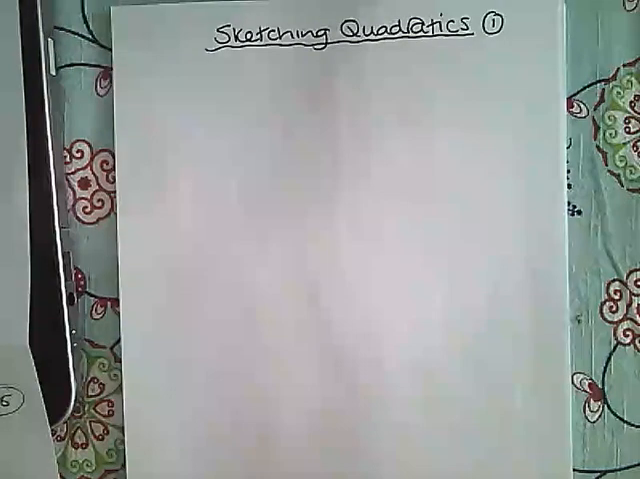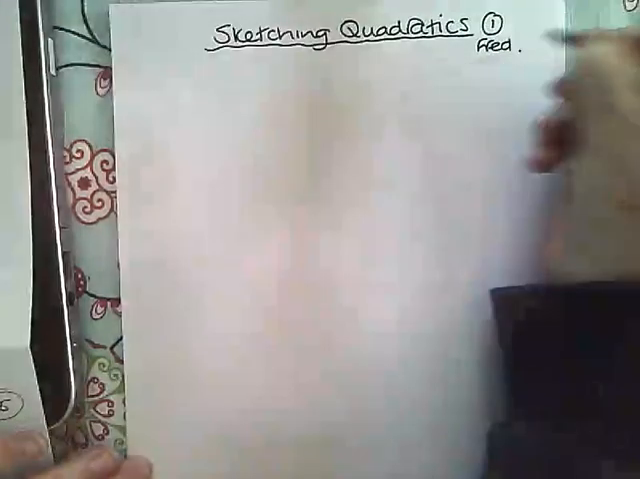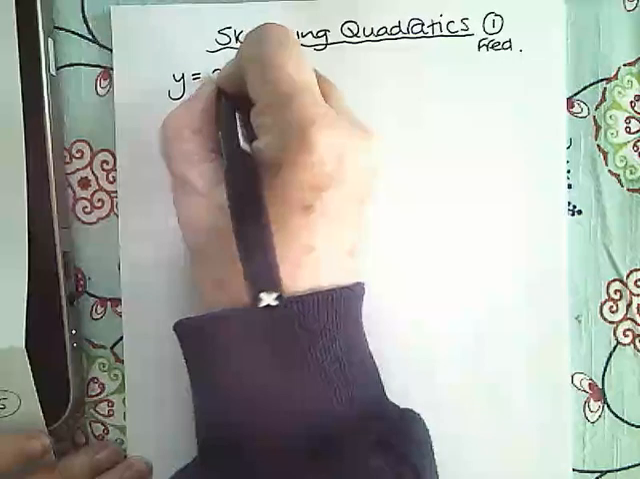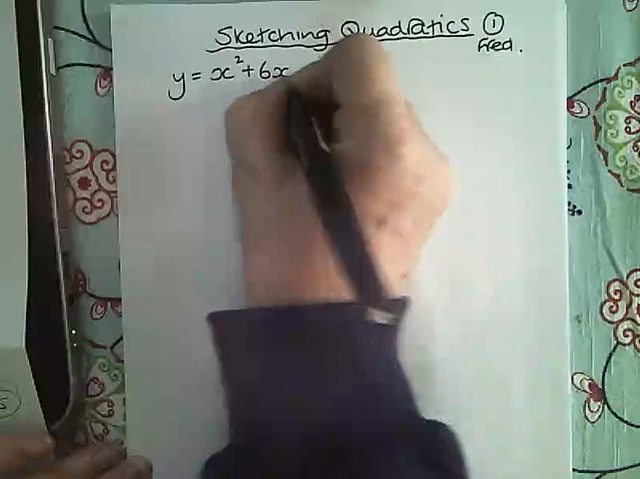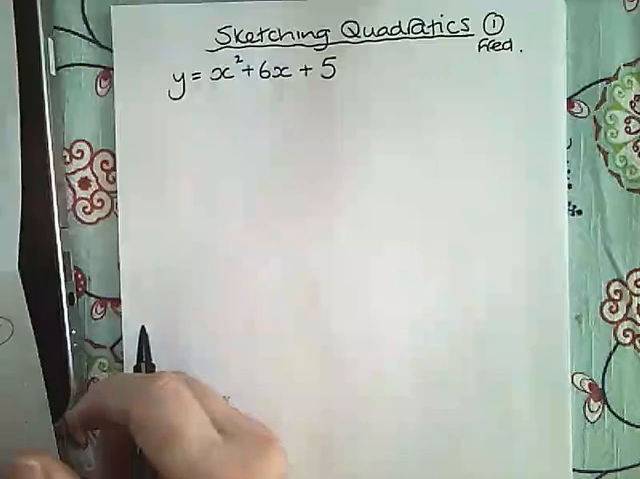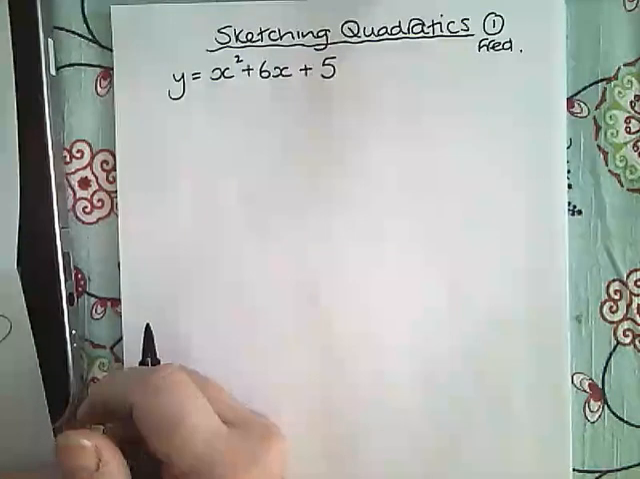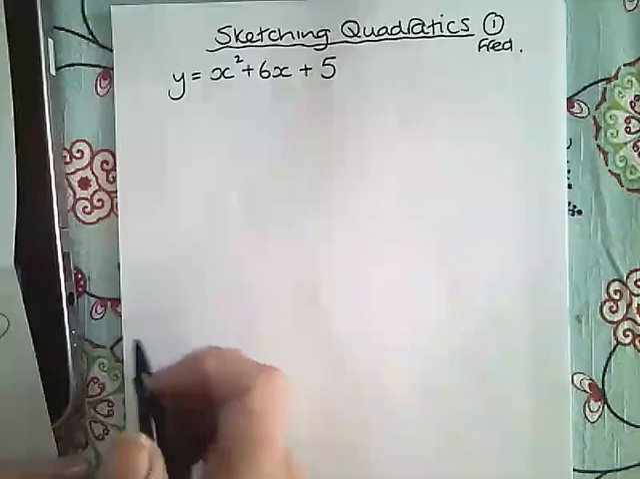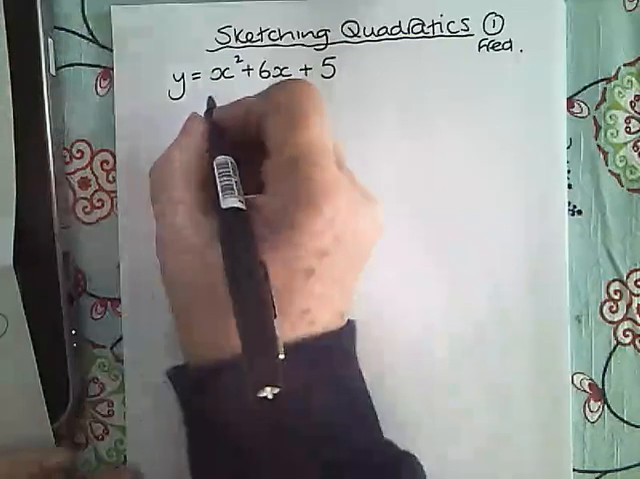And this has been requested by Fred. So let's have a look at this quadratic equation: y equals x squared plus 6x plus 5. And we want to be able to sketch this without doing a table of values. When we're sketching, we're just putting in the key points, like a minimum point or where it might cross the x or y axes. Okay, so let's draw a set of axes.